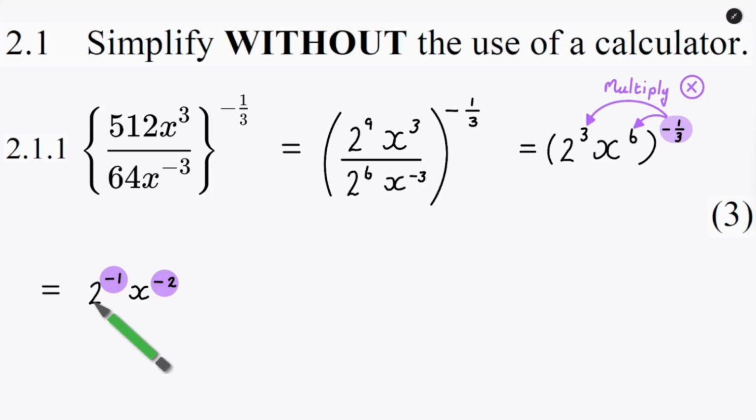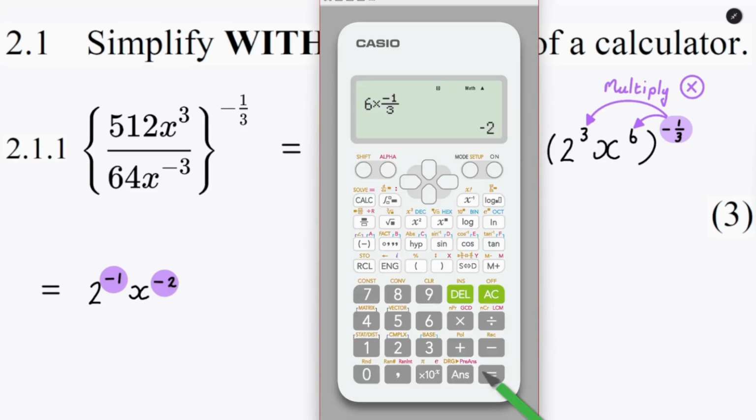Now bear in mind your base does not change. You're only multiplying the 2 exponents. You don't touch the base. Okay, and then minus a third times 6 will give me this minus 2 over here. And then just triple check yourself as you go. 6 times minus a third is negative 2.